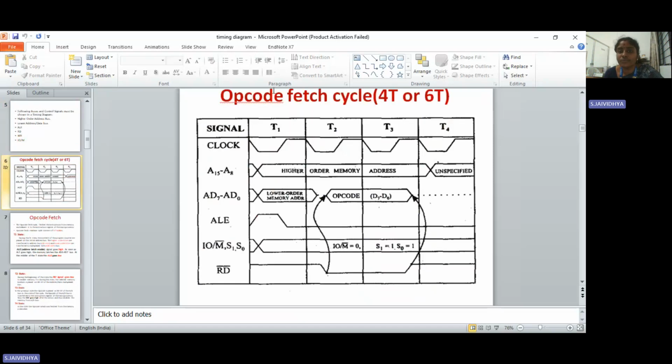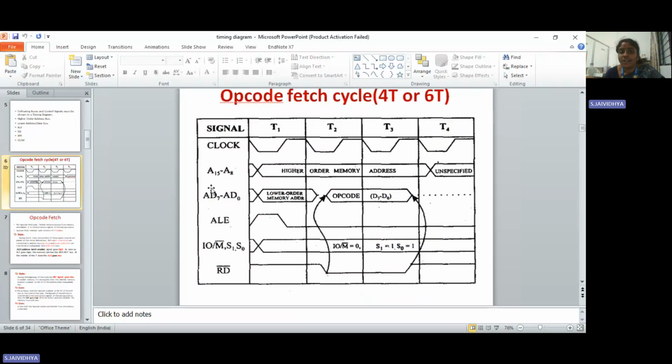So this is the opcode fetch cycle. As already discussed, the opcode fetch cycle has a minimum of 4 T states, or it has 6 T states. Here I am showing 4 T states. Apart from the opcode fetch cycle, the remaining cycles have 3 T states. The first one is the clock signal. Here the T state starts from one falling edge and completes at the next falling edge.